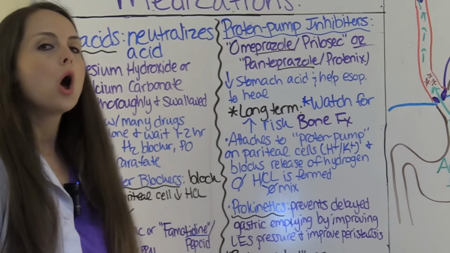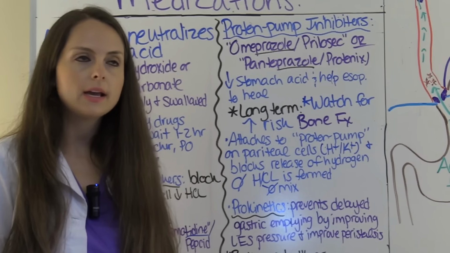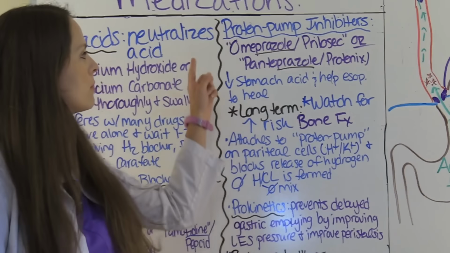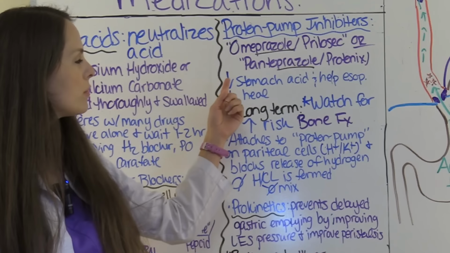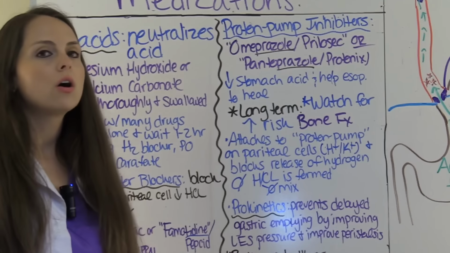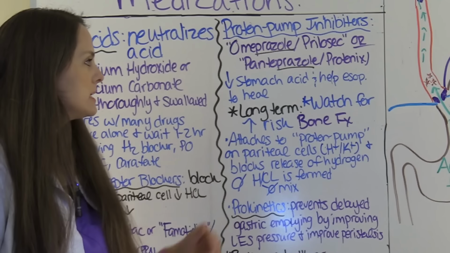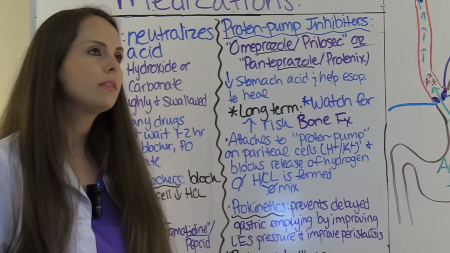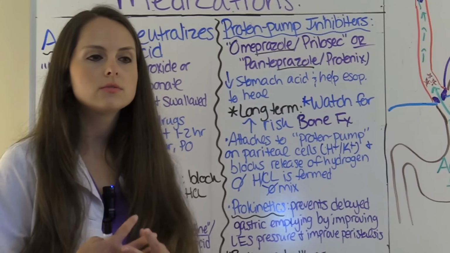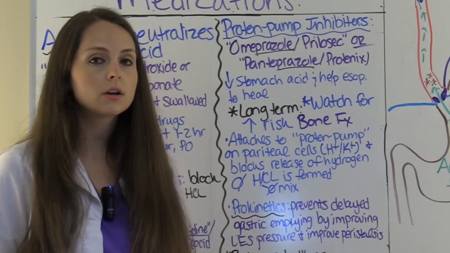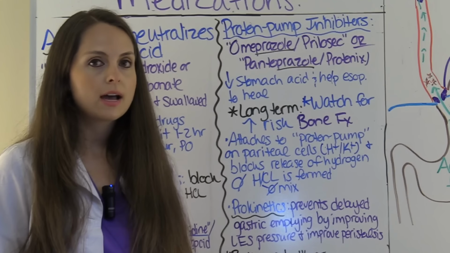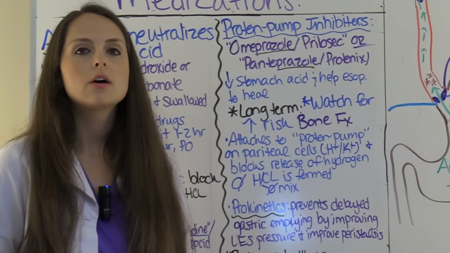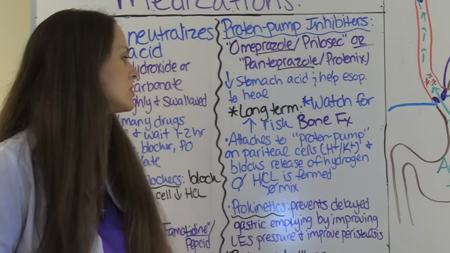Okay, other drugs, proton pump inhibitors, PPIs. Some popular drugs that are PPIs are like omeprazole, like Prilosec, or pantoprazole, like Protonix. And these decrease stomach acid and help the esophagus heal. Now, one thing about PPIs is that they will use them long-term, but long-term usage of PPIs increases a patient's risk of bone fractures. So watch out for that and assess your patient for that.